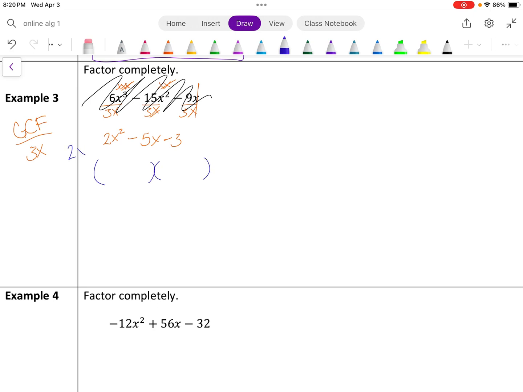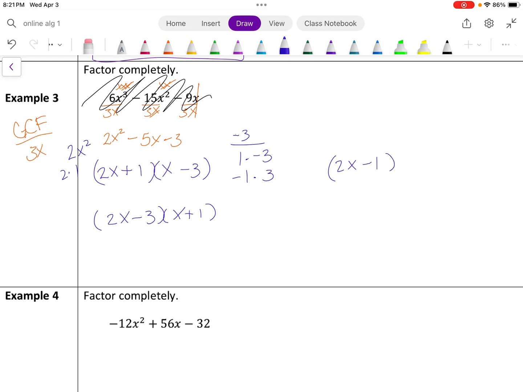All right, here's my guess and check. To get 2x squared, I could do 2 times 1. So one of these is going to be 2x, the other is going to be 1x. To multiply to be negative 3, I could do 1 times negative 3, but I could also do negative 1 times positive 3. So I got a couple different options here. I could do a positive 1 and a negative 3. I could do a negative 3 and a positive 1. Or I could flip-flop these, right? I'm running out of room. 2x minus 1 and x plus 3. So I'm changing my signs here for my last couple options.